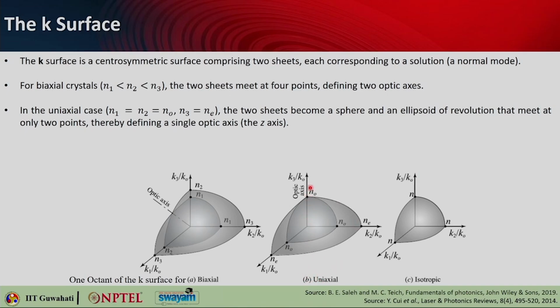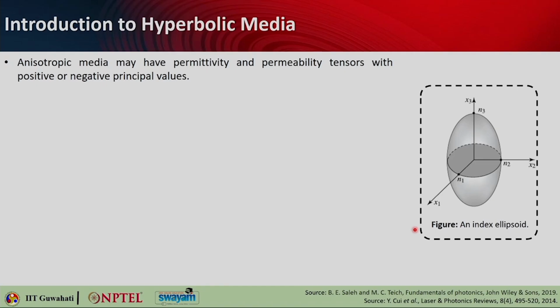So, you can see that this is along the Z axis, and in the case of isotropic, where N1, N2, N3 are all equal to N, the two sheets degenerate into a single sphere. They overlap and you will just get this one. So, this builds up the foundation to introduce hyperbolic media here.